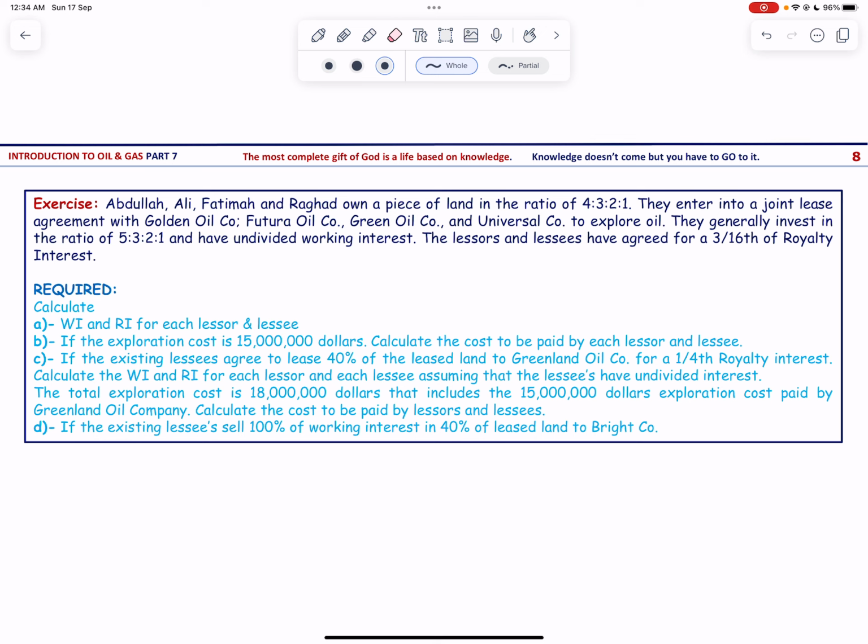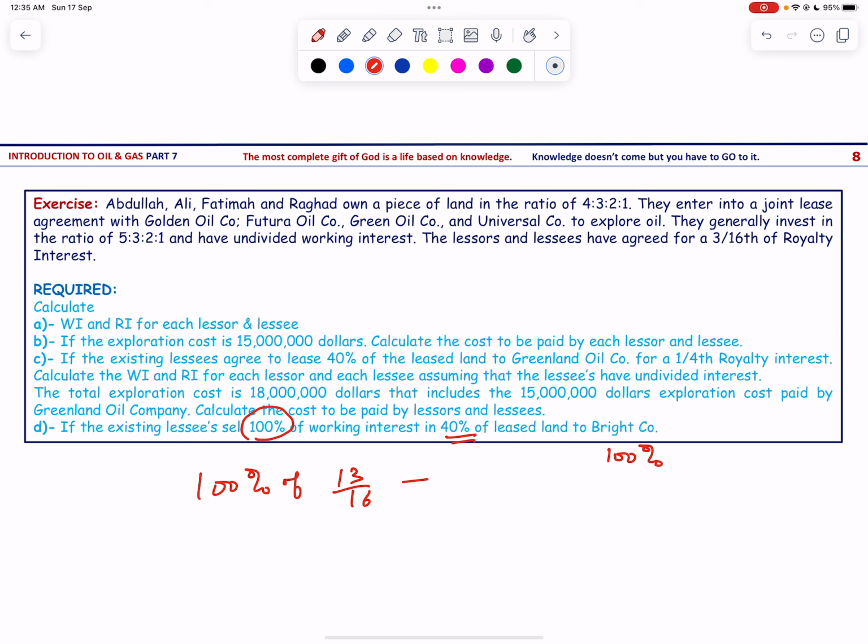Okay, now we come to part D. If the existing lessees sell 100% of working interest in 40% of leased land to Bright Company, the Bright Company has 100% of working interest in 40% of the original leased land, and is responsible for paying 100% of the cost of exploring, developing and producing their 40% of land, and would be entitled to 100% of 13/16 of the gross revenue that will be generated on the 40% of the leased land.